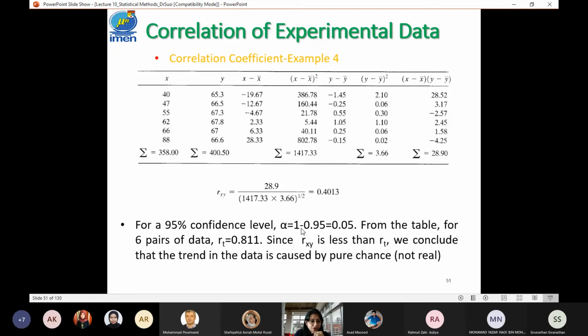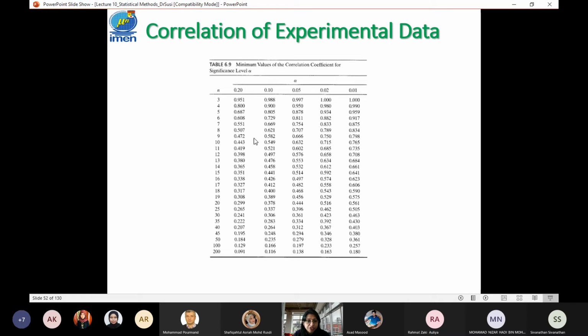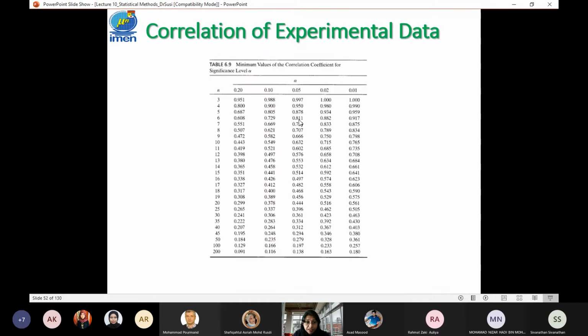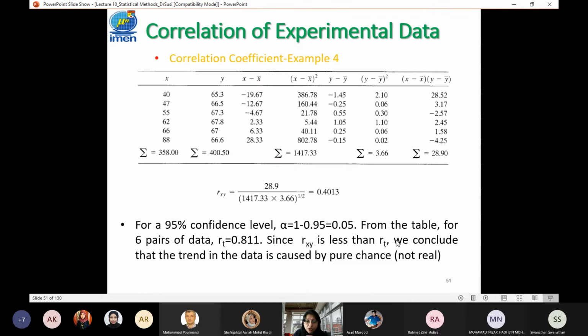So at a 95% confidence level, your alpha is 0.05. So for 6 pairs of data, okay, this is the correlation coefficient. So you have 6 pairs of data at alpha of 0.05, you have 0.811, the value of R. And the value that you obtain is 0.4013. So since this value is lower than RT over here, we conclude that the trend in the data is caused by pure chance. So it's not real, right?